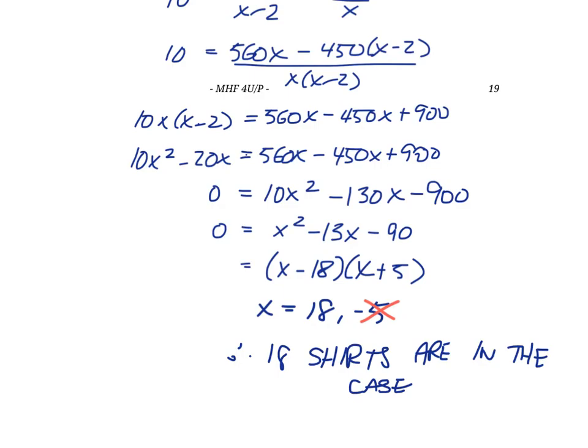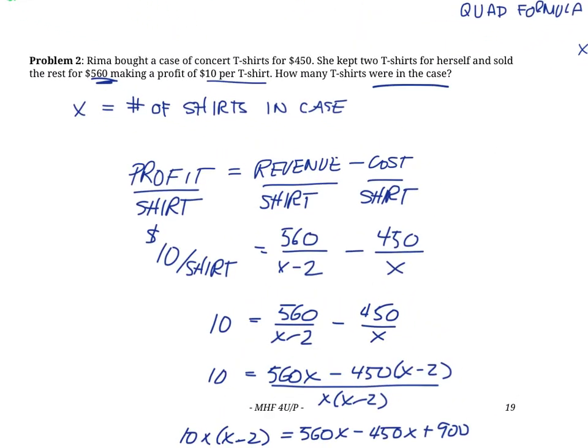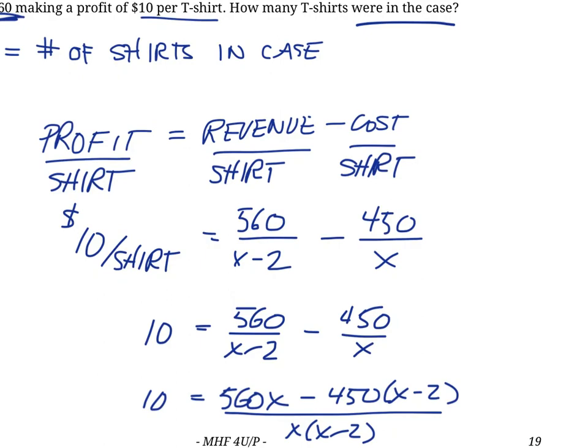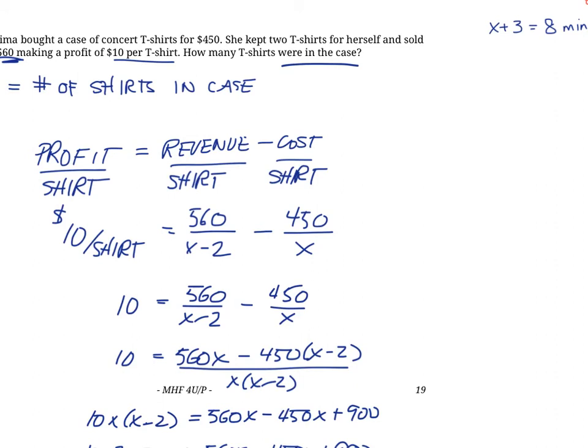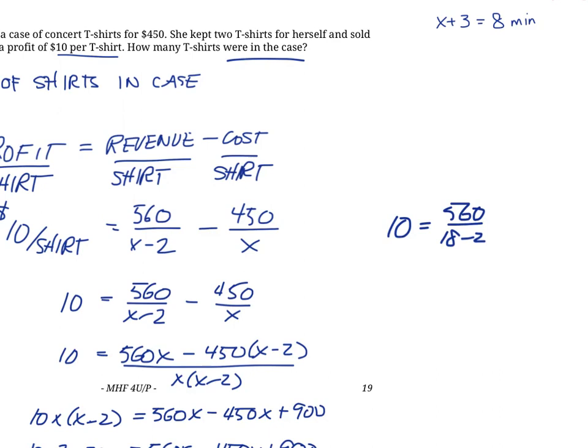We can obviously check this by going back up to our original equation, right? So if we plug in 18 into X, the left side should equal the right side, right? So 10 equals 560 over 18 minus 2. So it means basically she kept 2 shirts for herself and she sold 16 of them, right? 450 over 18. So just very quickly doing this math, 450 over 18 is 25. 560 over 16 is 35. So that makes sense. 35 minus 25, and that equals 10, right? So that does make sense.